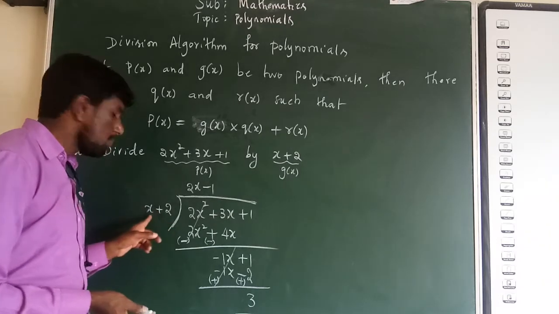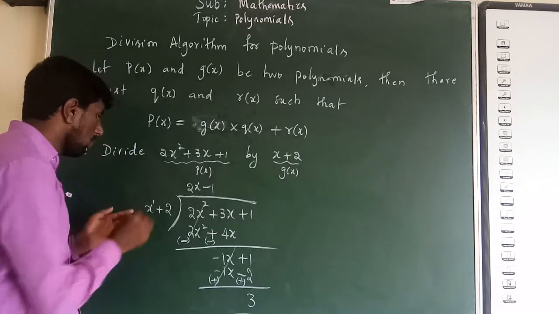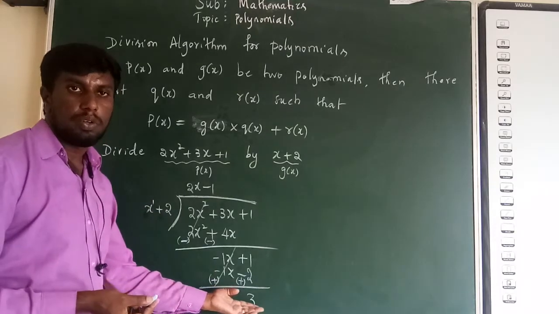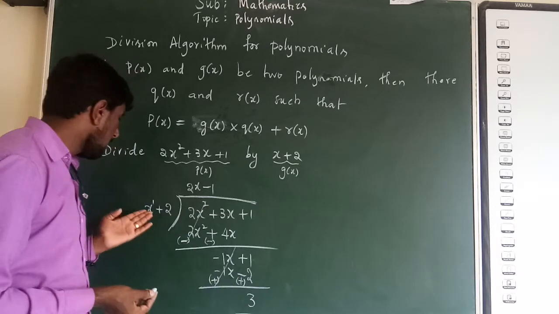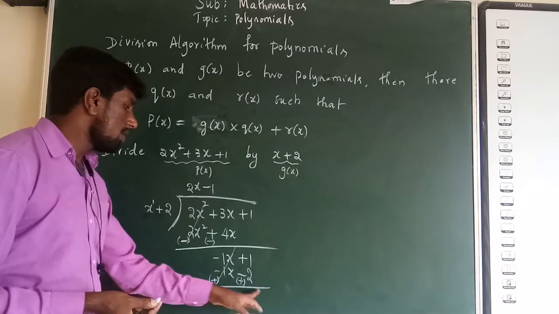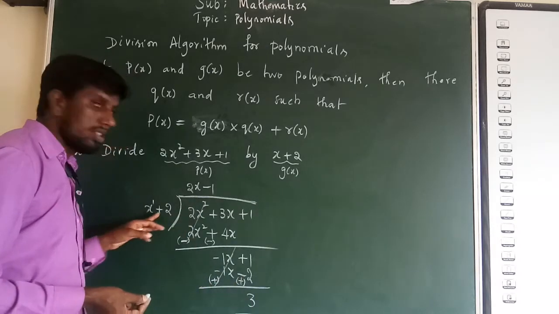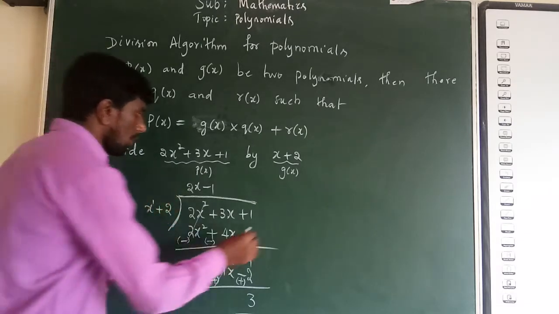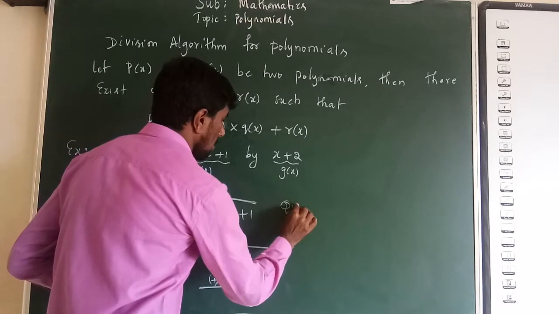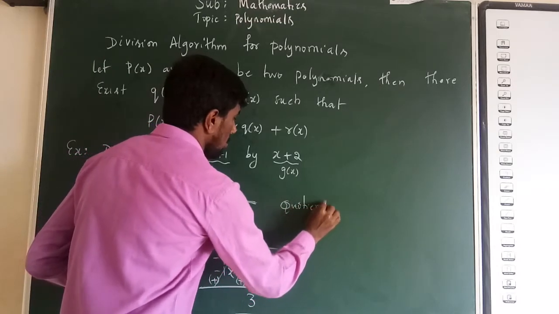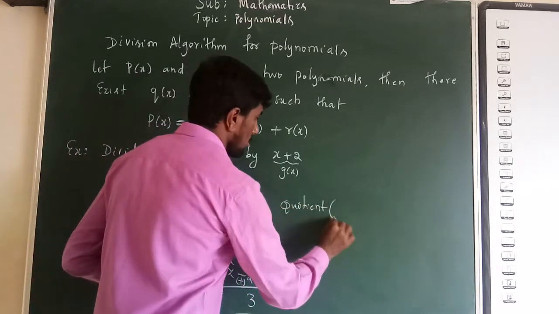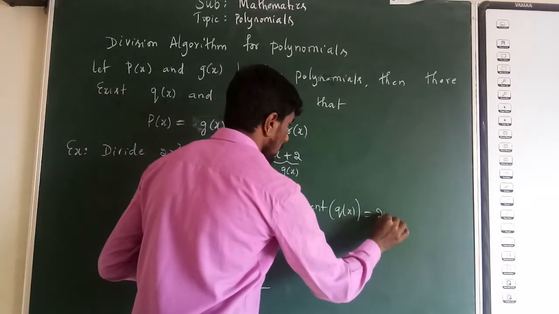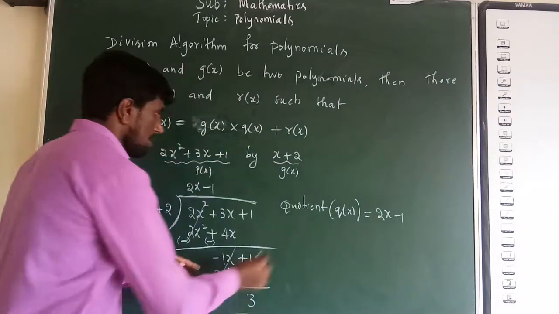What is the degree of this polynomial? The power of x in this is 1, so the degree is 1. What is the degree here? Degree is 0. So this is a constant polynomial and this is a linear polynomial. So the degree of this remainder is less than the degree of this divisor polynomial. Now we got the quotient. What is the quotient here? Quotient means q of x. Q of x is equal to how much? The quotient is 2x minus 1. What is the remainder?